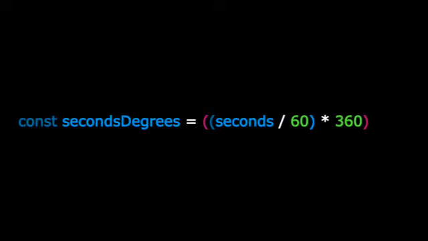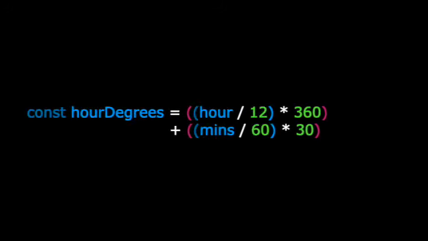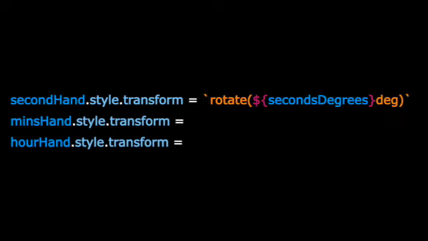Start with this formula for the seconds. Type it in for the minutes, and then type in the hours formula. Each one needs to put the transform property into the function and equal it to the property of rotate in the template literals. Another new thing is setting up a set interval method.